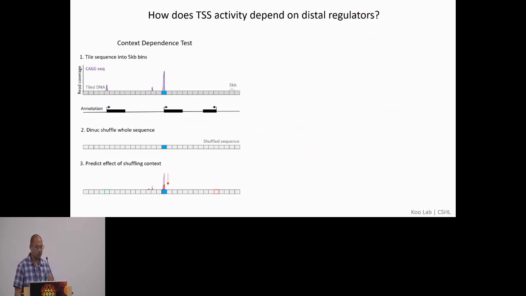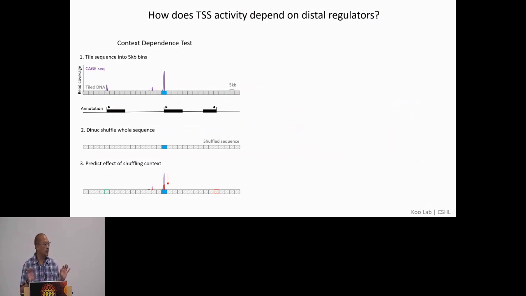First, we ask the question, how does TSS activity depend on distal regulators? And to address this, we have the context dependence test. Here, we've centered our 200 kilobase sequences on a gene of interest, and we tiled the DNA into non-overlapping 5 kb bins. We performed a dinucleotide shuffle on the whole sequence while keeping the central TSS tile intact. And of course, we did multiple shuffles, in this case 100, and averaged the model's predictions.